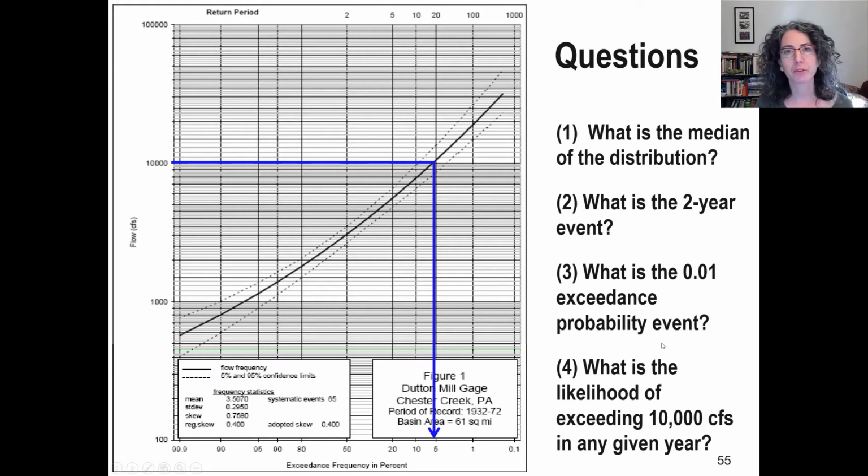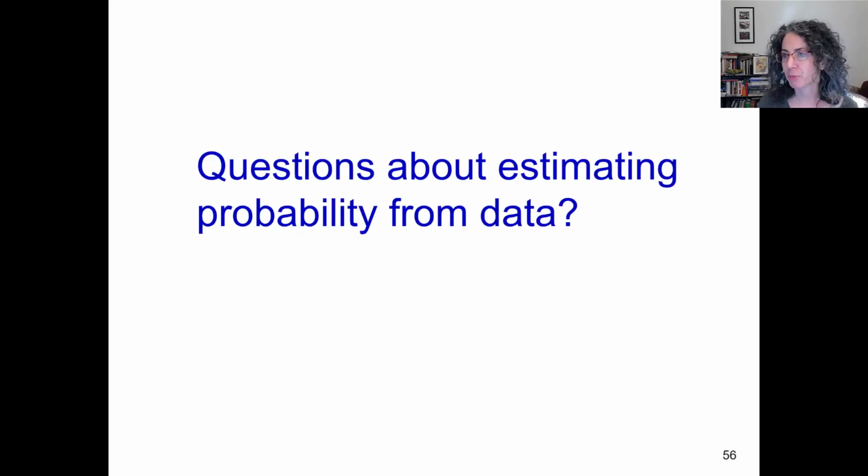And that is what the steps we went through just estimated for us, the probability distribution of annual maximum flow. So if you have questions about estimating probability from data, please go over to the discourse site, type in that question, and I'll try to be there and answering it.